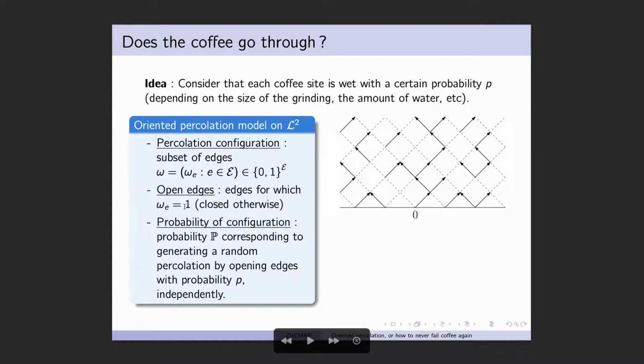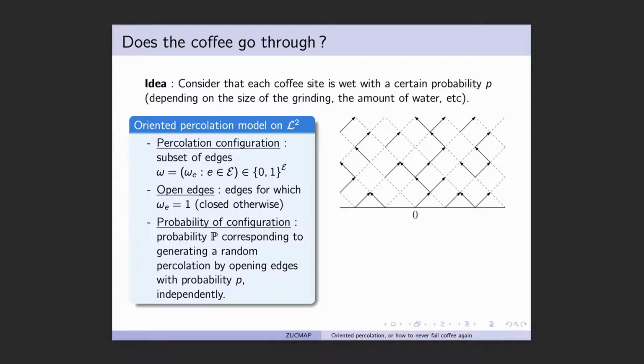And then the probability distribution with respect to which we sample these configurations corresponds to: we start from the empty graph, and for every edge we flip a coin of probability p, and if the coin lands on heads, then we put the edge in there, otherwise we don't. And so we give rise to this random graph, right? So each edge is present or not with probability p, and it's all independent.